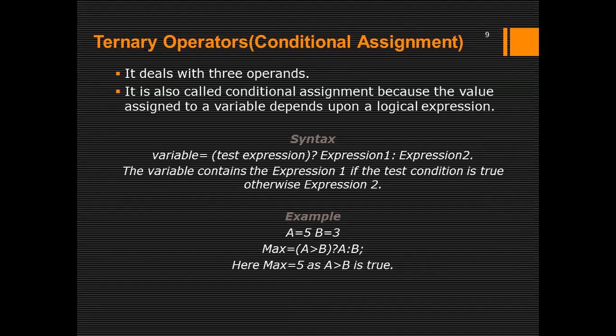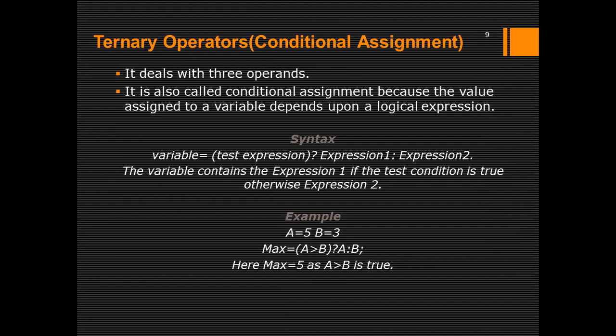The variable contains expression 1 if the test condition is true, otherwise expression 2. Now this will be more clear by looking at the example. Here A is equal to 5 and B is equal to 3. Now look at the ternary statement written. Max is equal to A greater than B, question mark, A colon B. Now, the value stored in max will be based upon checking the condition written inside the round bracket. That is, if A is greater than B, then max will have the value of A. Otherwise, max will have the value of B.